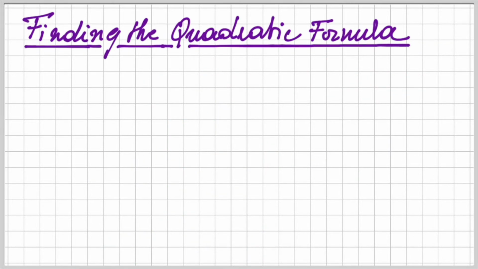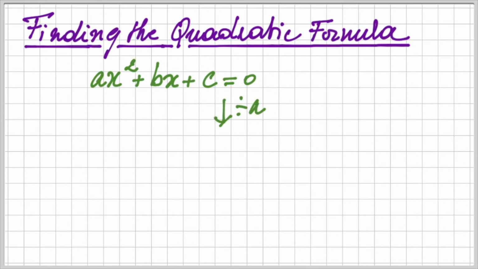Now we want to find the quadratic formula. And to find the quadratic formula, we will start from the general expression of a quadratic equation, which is ax squared plus bx plus c equal to 0. And the first thing we do is we divide both sides by a. So we find on the left-hand side a new equation, which is x squared plus b divided by a times x plus c divided by a.